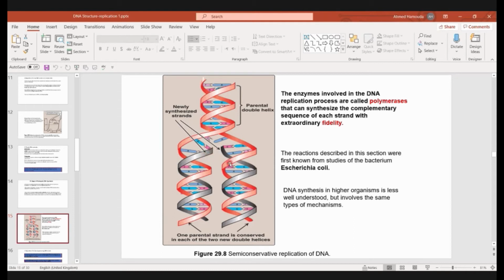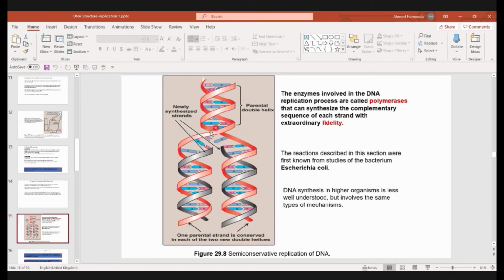So that's why it's called semi-conservative, because the cell will have, this is one cell, and this is one cell. So the cells will have one strand from the parent and one new one. That's why it's called semi-conservative. So one parental strand is conserved in each of the two new double helices.